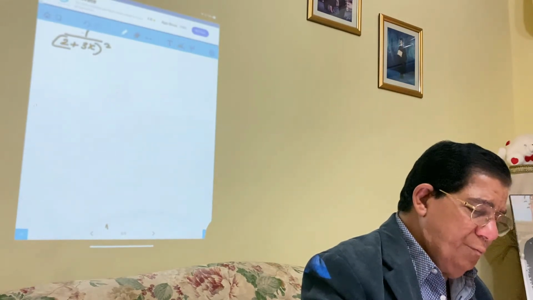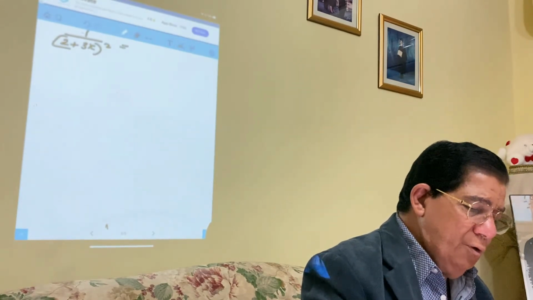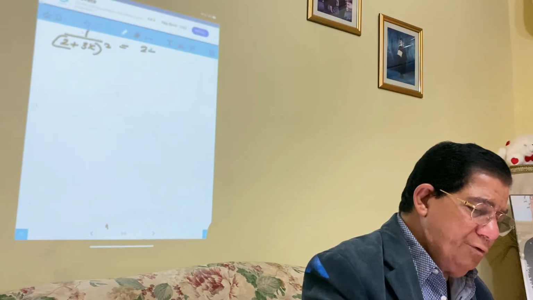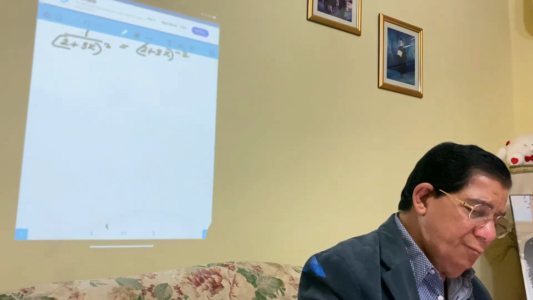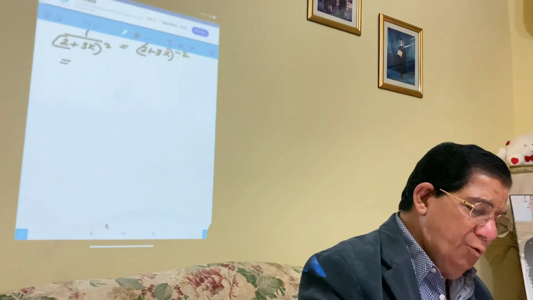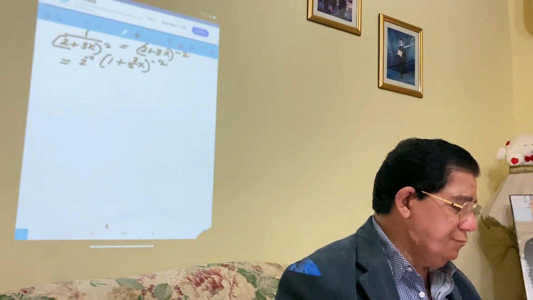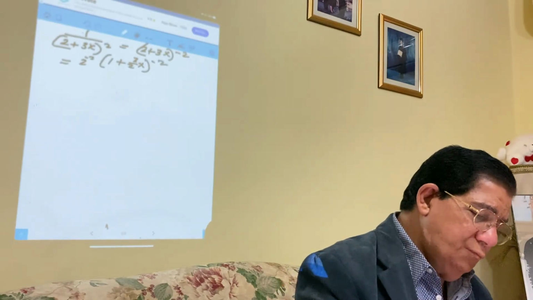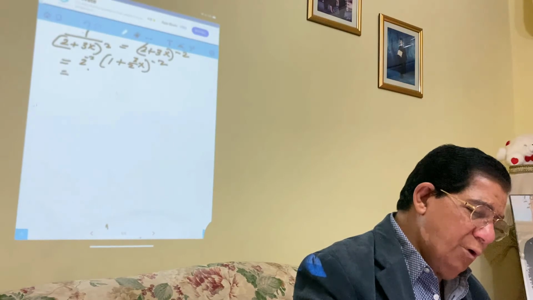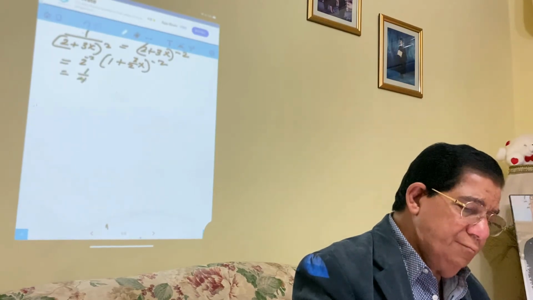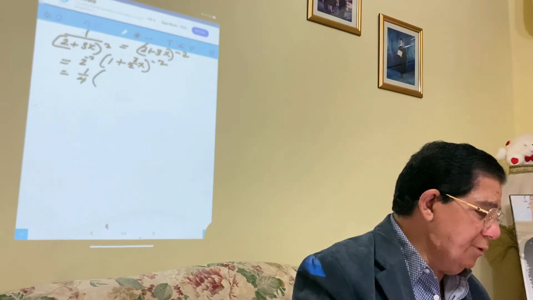This is going to be equal to (2 plus 3x) to the power negative 2. The 2 will go outside, will take power negative 2. Then it will be 1 plus 3 over 2 x, power negative 2. 2 power negative 2 means 1 over 4. And we make this expansion.